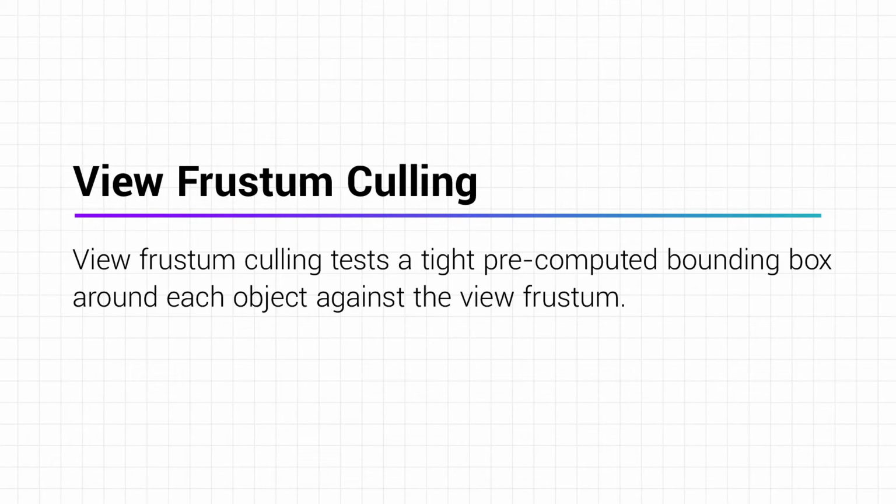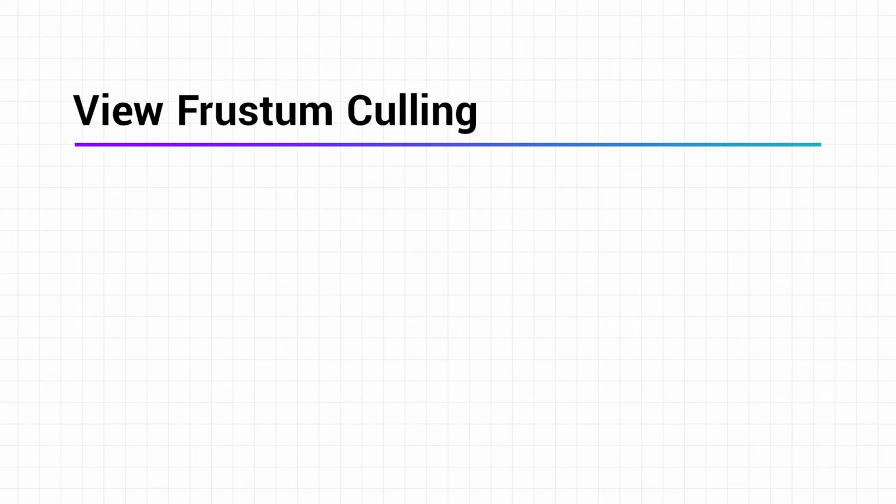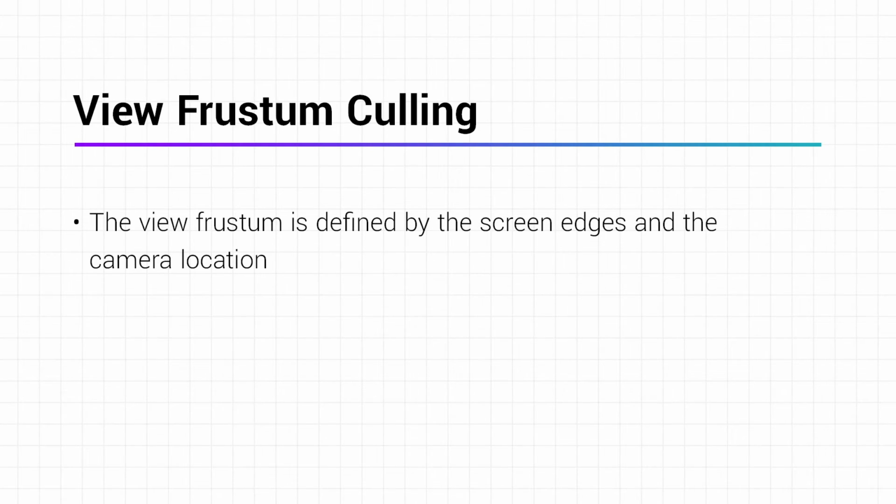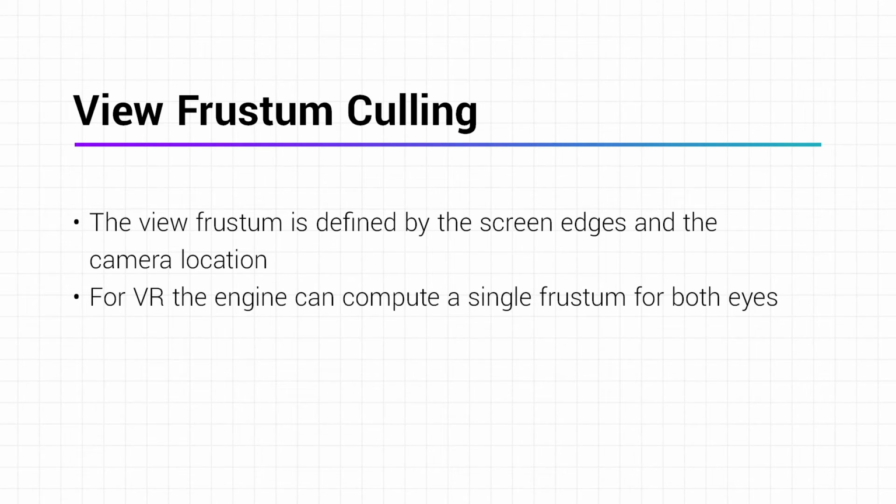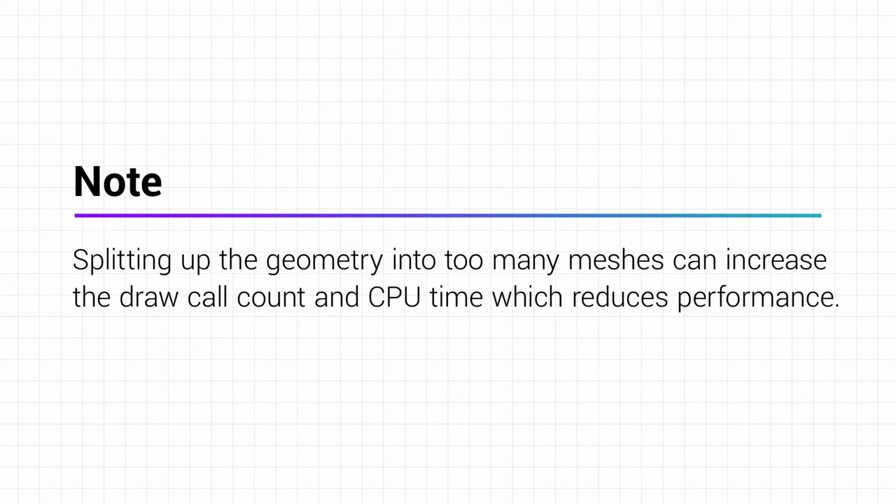View frustum culling tests a tight pre-computed bounding box around each object against the view frustum. The view frustum is defined by the screen edges and the camera location. For VR, the engine can compute a single frustum for both eyes. You can ensure efficient view frustum culling by creating large level structures out of many objects with tight bounding boxes. But keep in mind that splitting up the geometry into too many meshes can backfire and increase the draw call count and CPU time, which reduces performance. A general guideline is to have more than 300 triangles for most meshes.